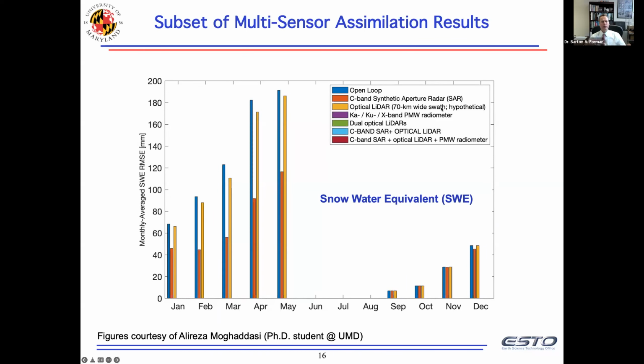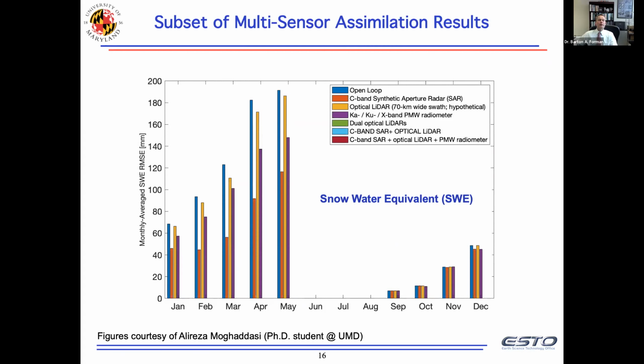But with these OSSEs, we can ask this question. What if we had a 6-kilometer swath or a 20-kilometer swath or an unrealistically wide 70-kilometer swath? Well, we don't see a whole lot of improvement, but we do see some improvements, particularly near the peak snow season. So we run our LiDAR, not so great, but things got better. Let's run a different experiment.